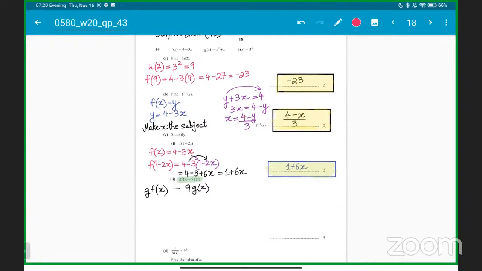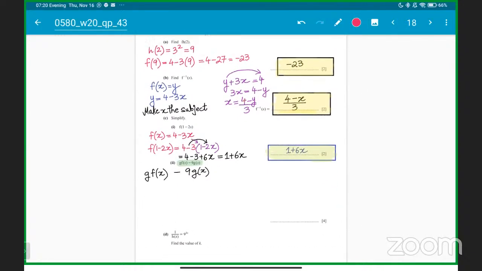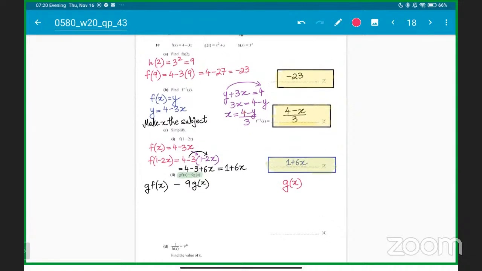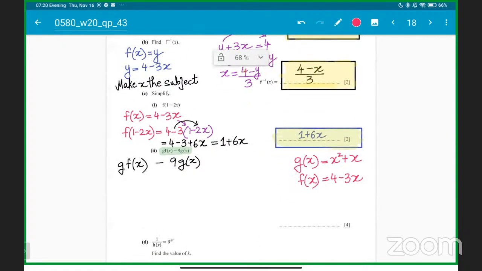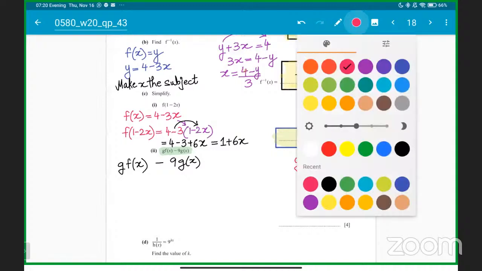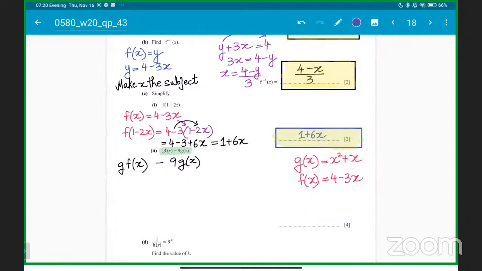Okay. So as we have discussed, first let's write it down. The g function is x squared plus x. Students, follow carefully. It's a very important question. And f(x) is equal to 4 minus 3x. Understand, g is the outer function and f(x) is the inner function.